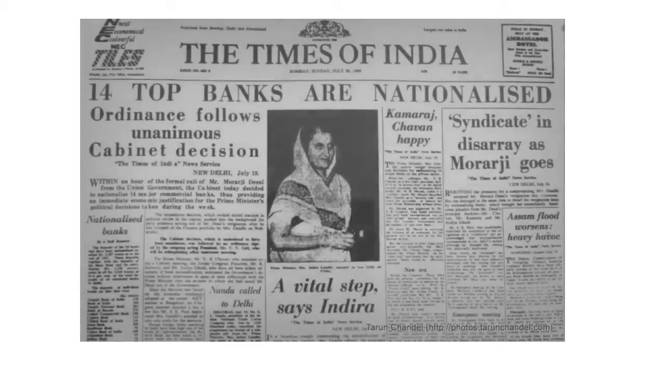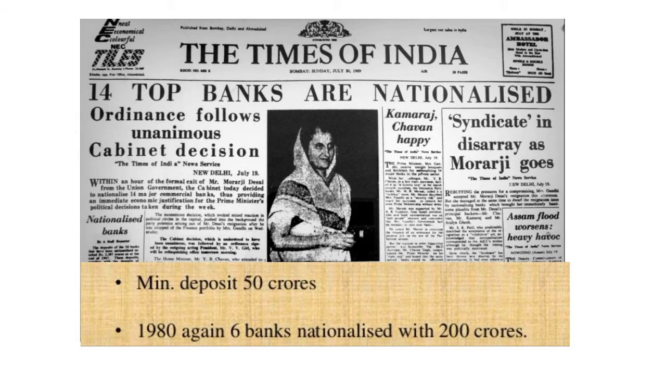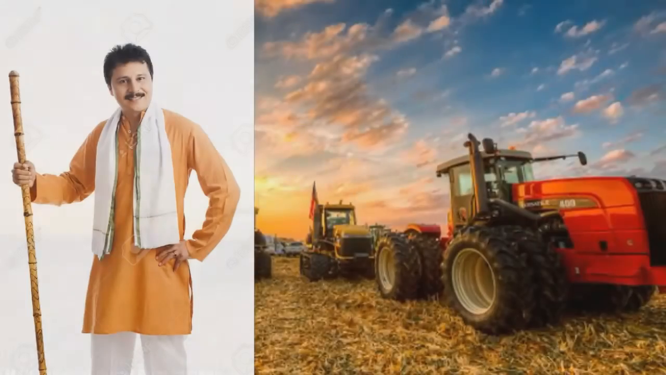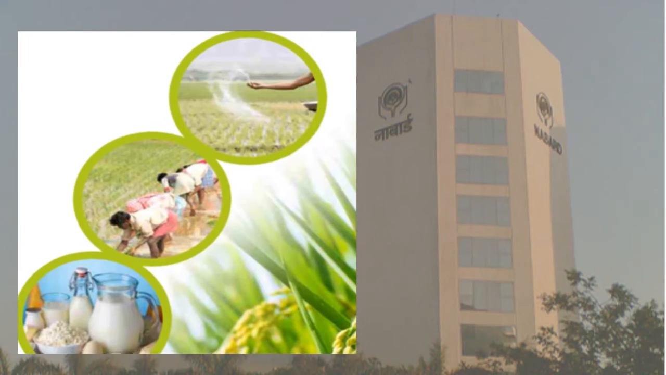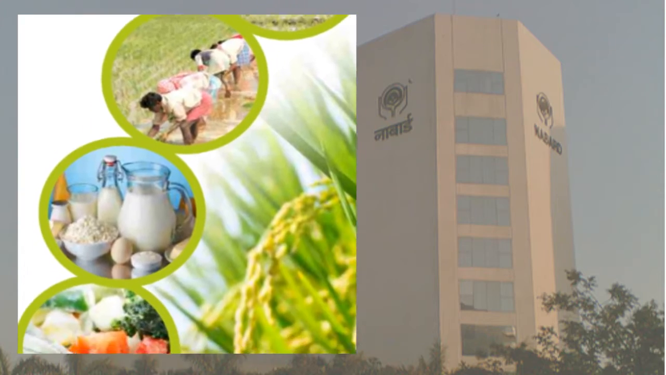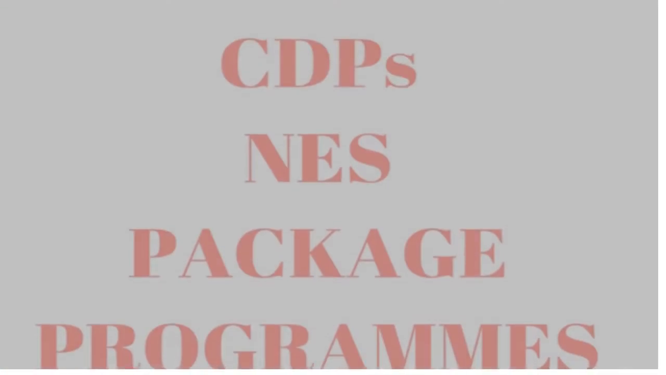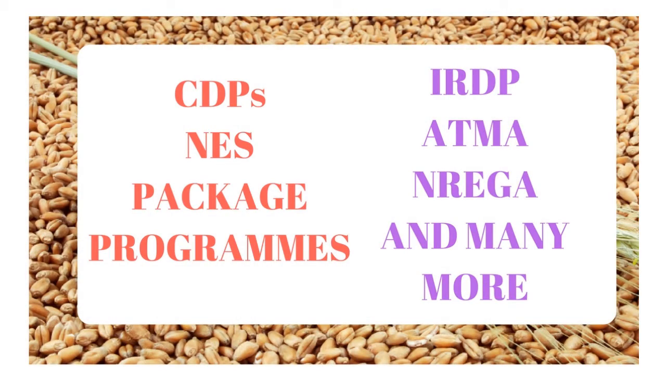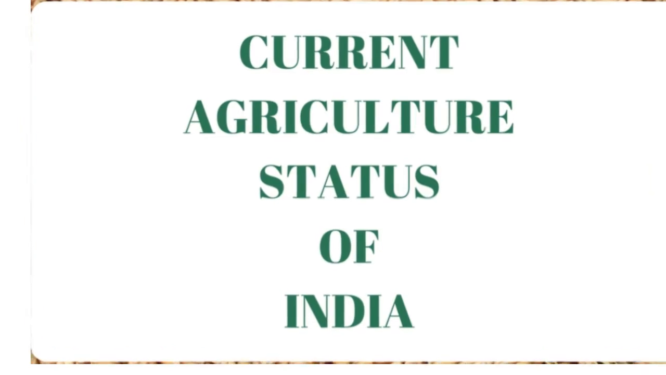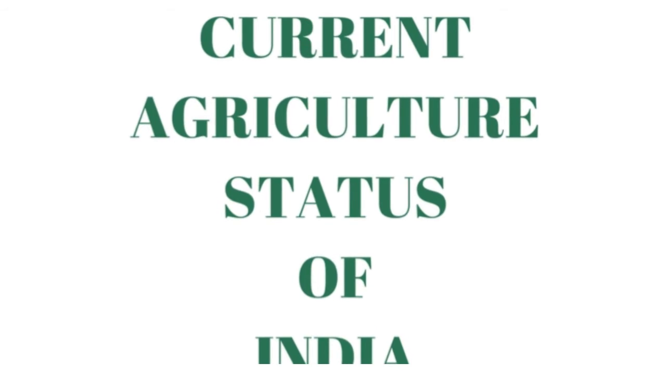Back in 1969, 14 banks were nationalized, which were supposed to give credit to agriculture and allied sectors, but even after the nationalization, they gave credit to the big farmers only. Thus, finally, NABARD came into existence in 1982, with a mandate for facilitating credit flow for promotion and development of agriculture and allied sectors. Many programs which we saw and many other important programs post NABARD we will cover in a different video. And now we'll see the current agriculture status of India.